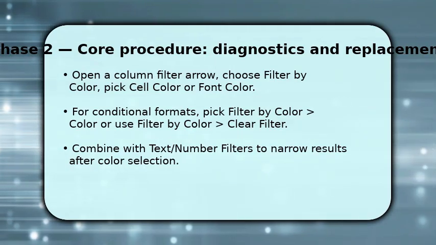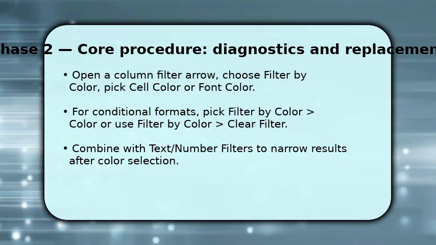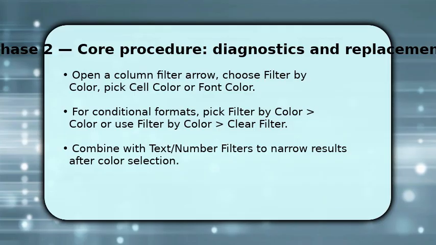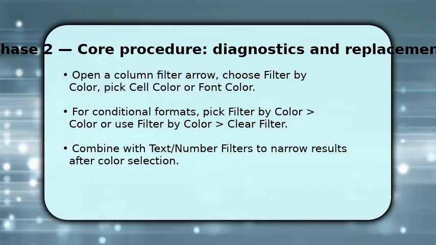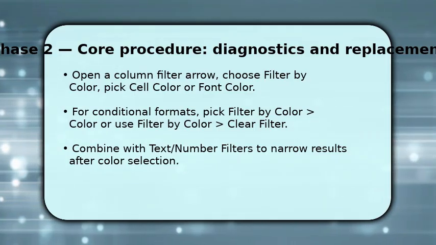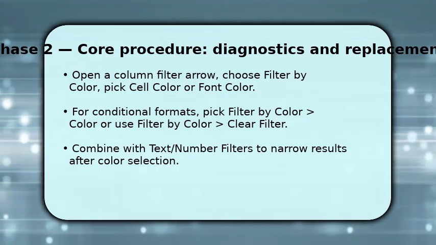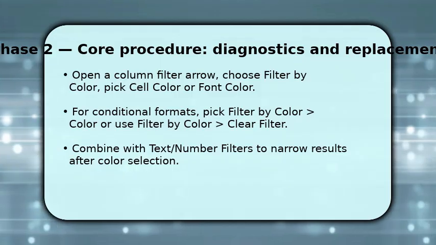If colors are produced by conditional formatting, you can still choose that formatted color. Excel recognizes it. Once you select a color, Excel hides non-matching rows. Make sure to combine this with text or number filters when you need finer control. That reduces clutter and speeds analysis.